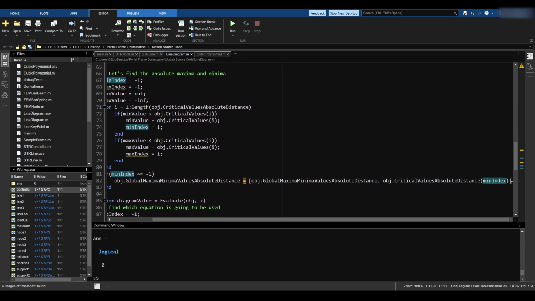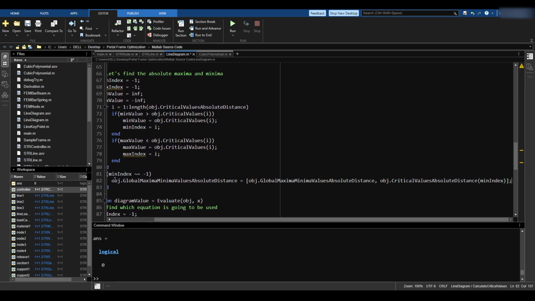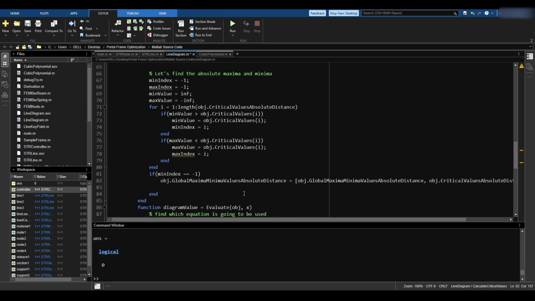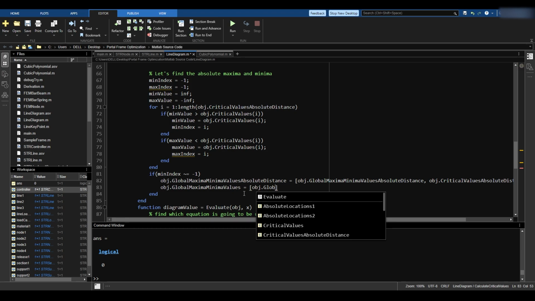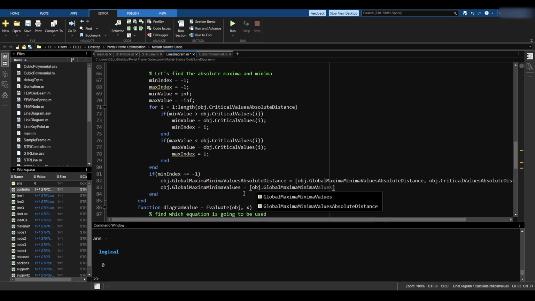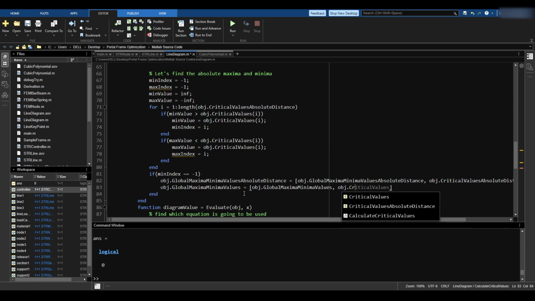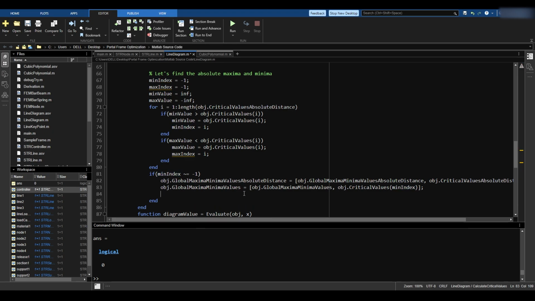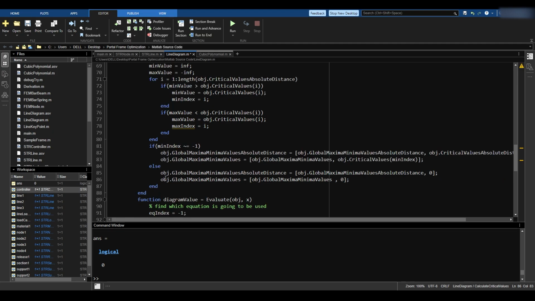What a command. Okay. And also, we copy this entire command now, or we just write it again. Object.global maxima minima values only without distance. In this case, we're going to add, so we're going to use the old global maxima minima value. What kind of a stupid name is this? Object.critical values at the minimum index. Yes. Now, otherwise, if you haven't found it, you're just going to add zeros.